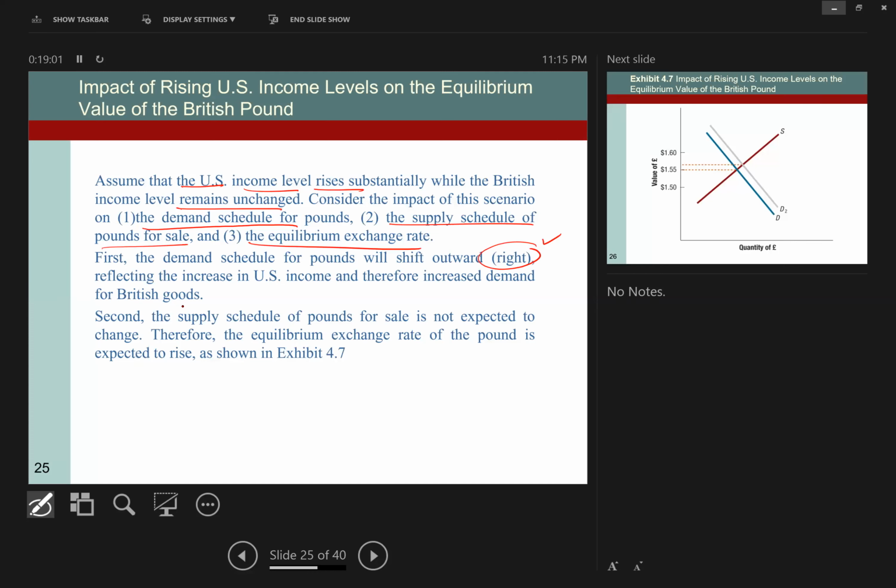So when the US will be demanding more British goods, it means there's going to be more demand for pounds as well. Second, the supply schedule for the pound for sale is not expected to change. Why is that? Because inflation in both countries is the same, interest rates in both countries are the same. So supply is going to be unaffected. So what happened here? So this was the old market.